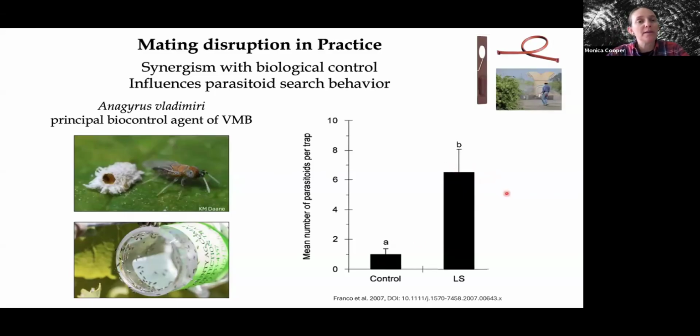So we think that that synergism is really important, and that the mating disruption is somehow influencing the parasitoid search behavior. It's cueing the female to say that her host is in the neighborhood, and then keeping her there and keeping her searching in order to lay eggs into those host mealybugs.